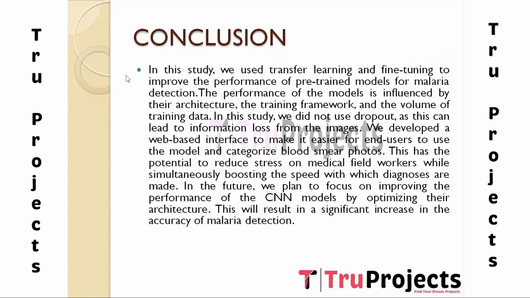In future, we plan to focus on improving the performance of the CNN model by optimizing the architecture. This will result in a significant increase in the accuracy of malaria detection.